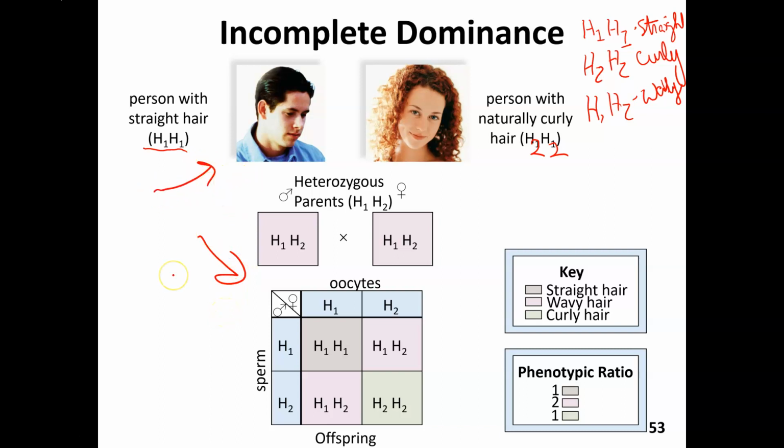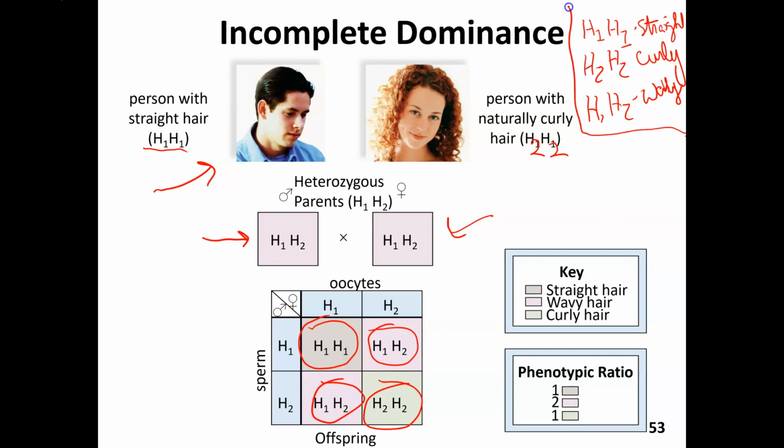So if you have two parents that are heterozygous, so you have an H1, H2, so you have these wavy-haired parents, right? Then you're going to end up having one straight, two wavy, and one curly. So now I'm going to show you how I would do the same thing. Okay, so there's your toolbox from this one.